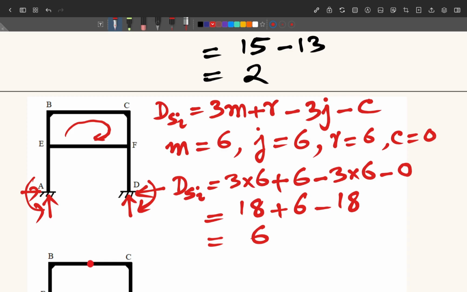Now what does this degree of static indeterminacy tell us? That means we need some extra 6 equations to solve.